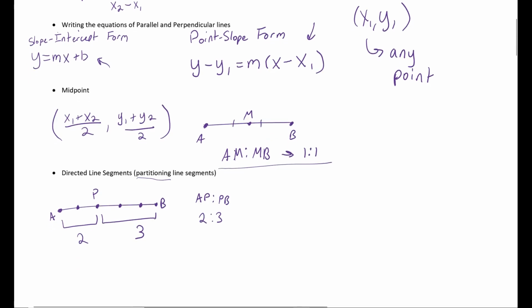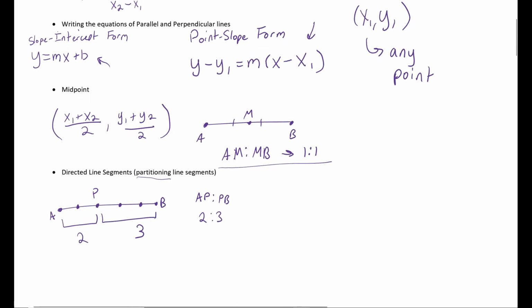And the last thing we did was when the ratio wasn't 1 to 1 and we wanted it somewhere else other than the middle of the line. So in this case, notice that I broke up AB into 1, 2, 3, 4, 5 equal parts. So 5 parts total. And notice that 2 of those parts were closer to A, and 3 of those parts were closer to B. So I would say that P breaks up AB into a ratio of 2 to 3. And we'll talk about how to do that precisely if it's not so obvious where the point goes.